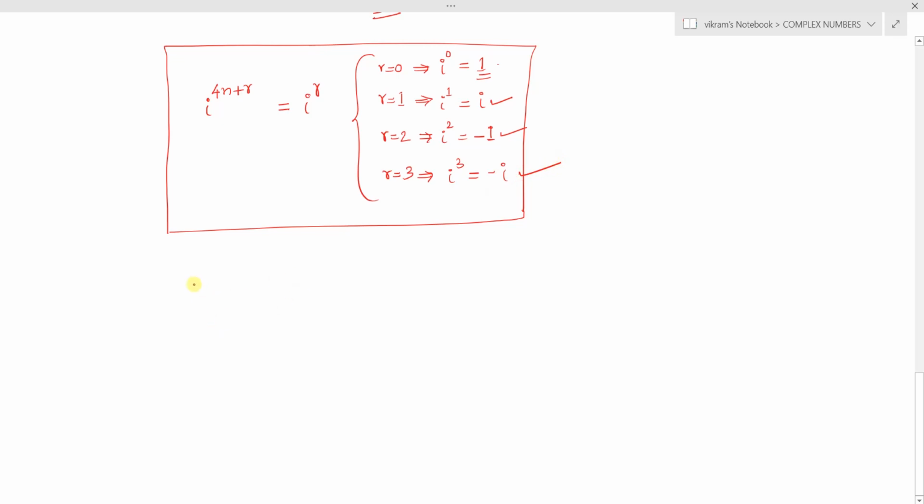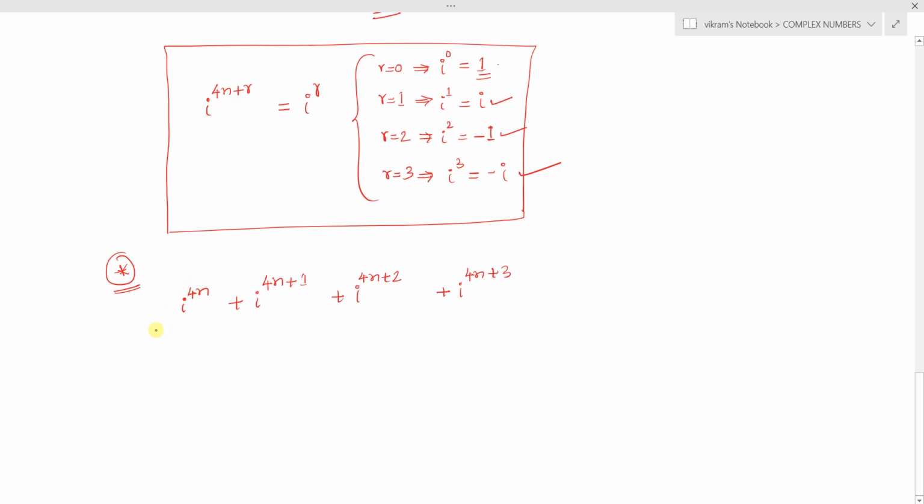Okay, so I am again considering i^(4n) plus i^(4n+1) plus i^(4n+2) plus i^(4n+3). Now what is the sum of 4 consecutive iota powers? This is the important one. The sum of 4 consecutive iota powers.